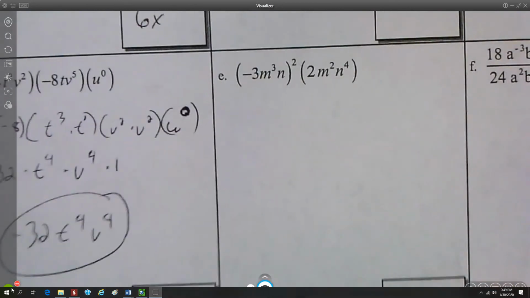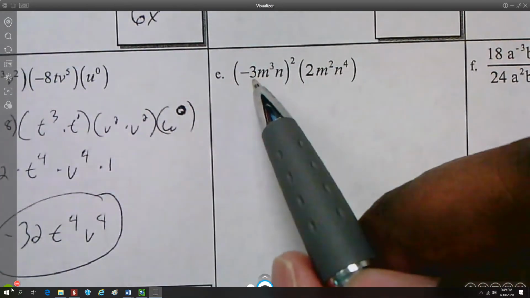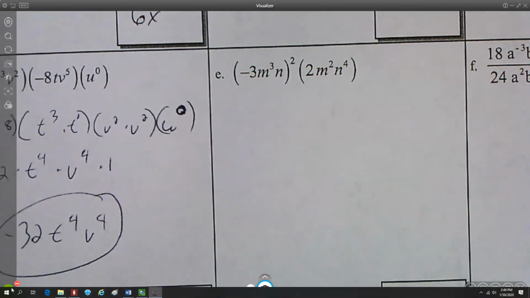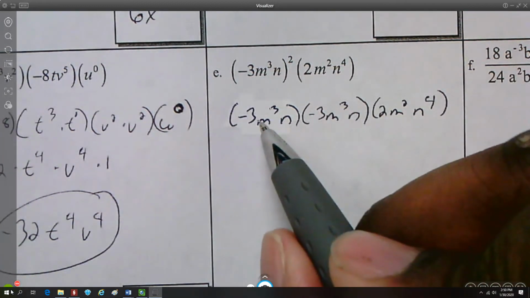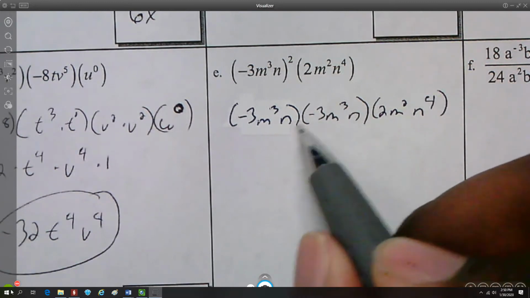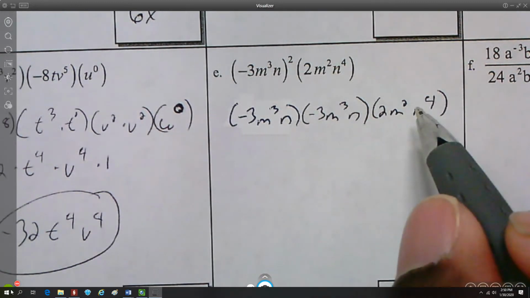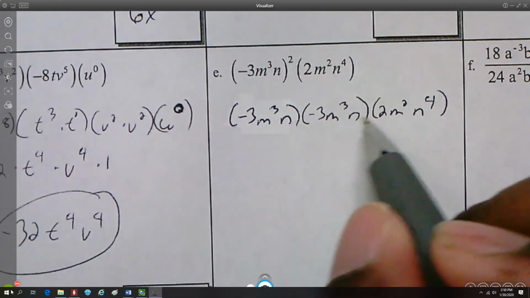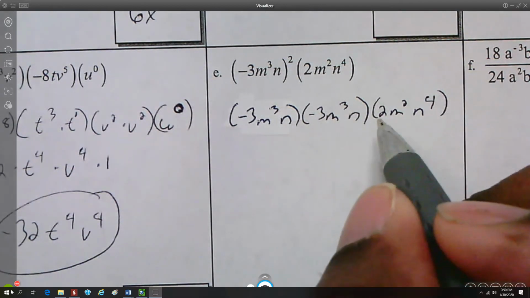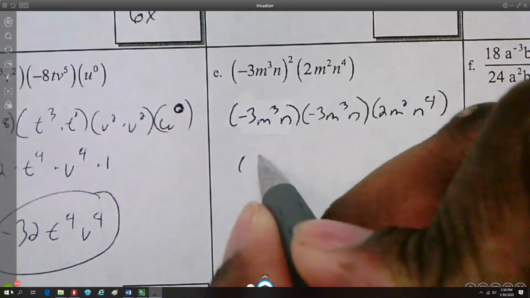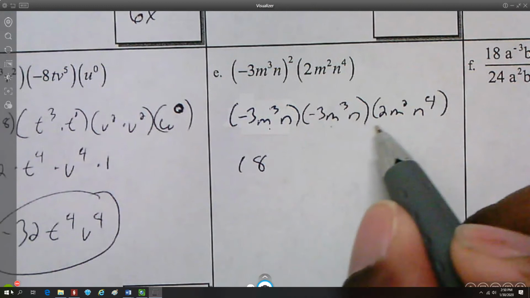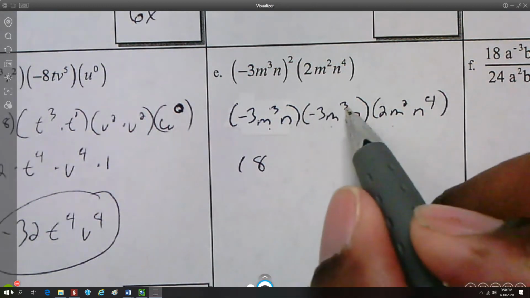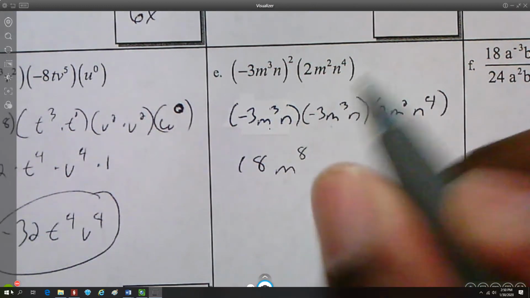Try a new one. Here, pause the video and try this one on your own. One way of doing it, you could have expanded it. If you expanded it, you would get negative 3 times negative 3, where this whole thing times itself, times here. So negative 3 times 2, this is 9 times 2, so that's 18. M to the 3rd times m to the 3rd times m to the 2nd. We're going to add up 3 plus 3 plus 2, get m to the 8th.